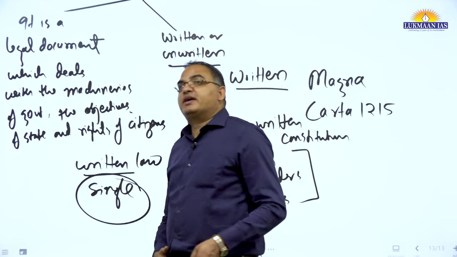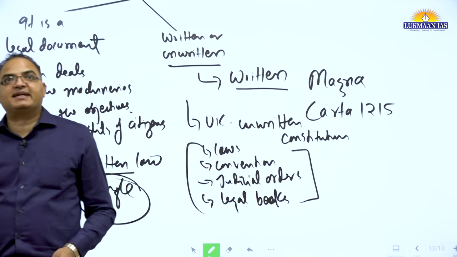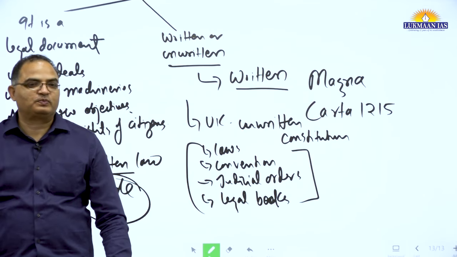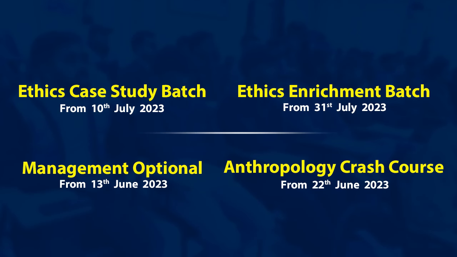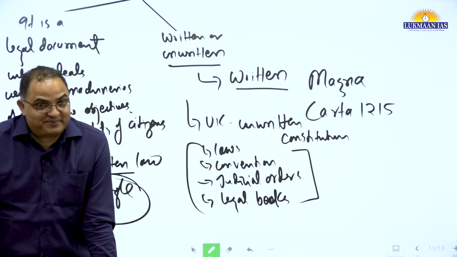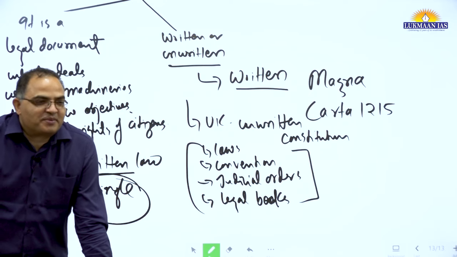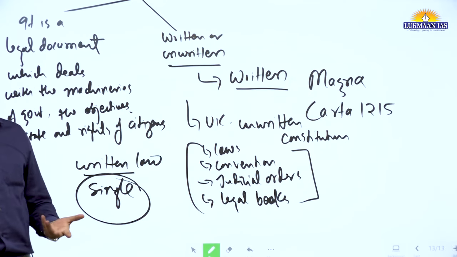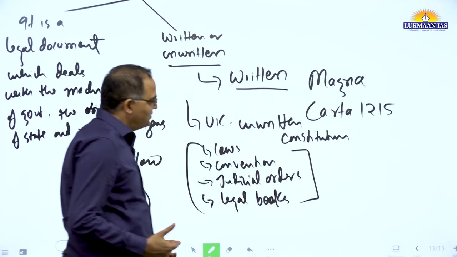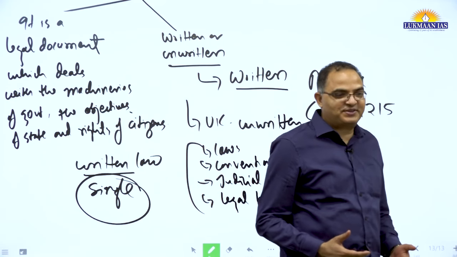Then the question will come: why do we need a written constitution? And why does the UK not have a written constitution, and why has it so far not felt a need for one? That will give you some broader understanding. Why do we need a constitution? Do we need a constitution? Why did India adopt a written constitution?